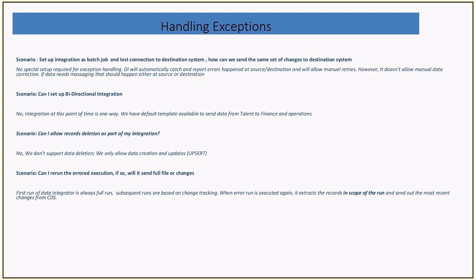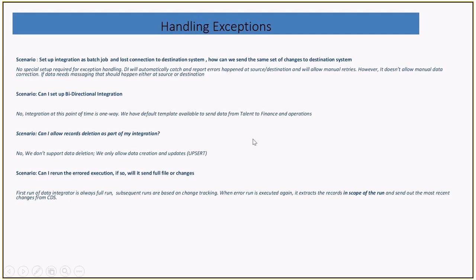Another scenario is, is this integration one way or can we set it up as bidirectional? At this point in time, Data Integrator is one way only, so this is not bidirectional. You can use the default template to send data from Talent to finance and operation as we showed you. You can customize that, but you cannot use that template to flip the direction and move from finance operations back to Talent.